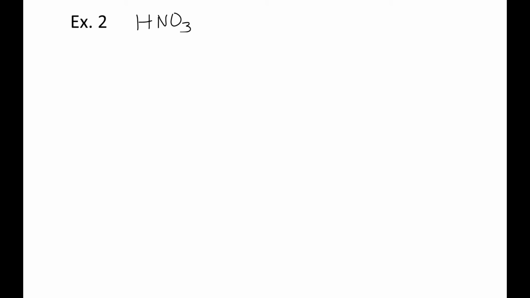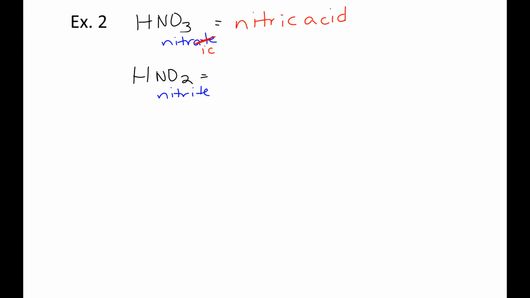Let's look at HNO3. Now, NO3 is nitrate. So this is where we take off the ate and add the ic. So this is nitric acid. And then let's do HNO2. Now, NO2 is nitrite. So this is where we lop off the ite and add the ous for nitrous acid.